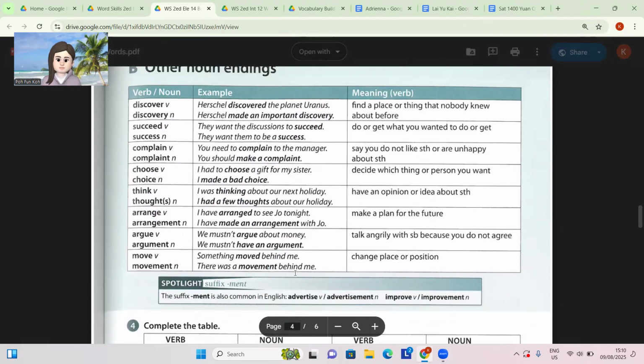The last one here: advertise, advertisement, improve, improvement. So ment is a common suffix. Suffix, S-U-F-F-I-X. A suffix is the letters that we add at the end of a word.